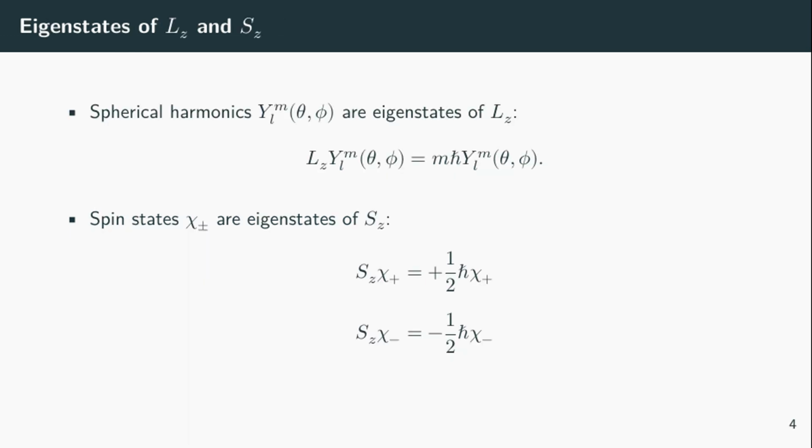Now it's helpful to know the eigenstates of Lz and Sz. The spherical harmonics Y_LM of theta phi are the eigenstates of Lz. When Lz acts on Y_LM of theta phi, you get the eigenvalue m h bar times Y_LM of theta phi. Here m is the azimuthal quantum number. For the spin states, chi plus and chi minus are the eigenstates of Sz. Sz acting on chi plus gives you the eigenvalue plus 1/2 h bar times chi plus. And Sz acting on chi minus gives you the eigenvalue minus 1/2 h bar times chi minus.